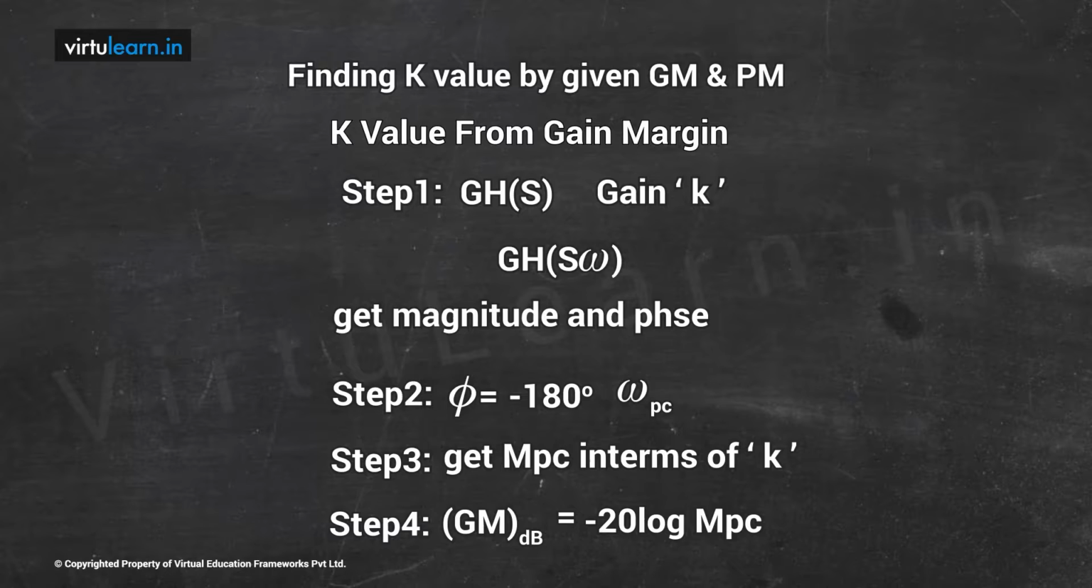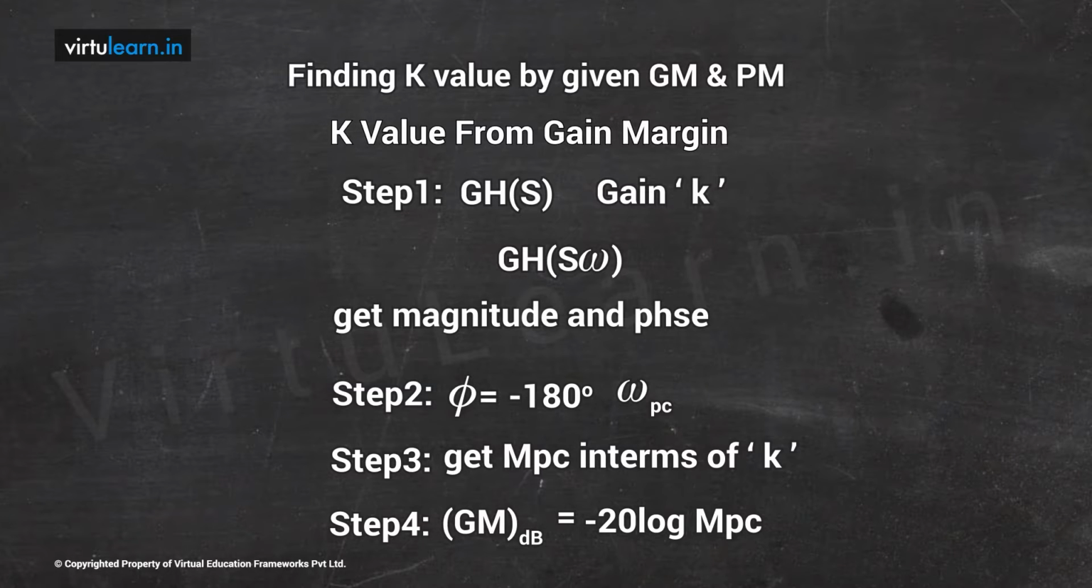Now analytically we have steps. The first one is, let us say, how to find K value for given gain margin. So take the GH of S transfer function. This transfer function will have gain K into other terms. Now write GH of J omega by substituting S is equal to J omega. That will be the sinusoidal transfer function. Then write the magnitude expression and phase angle expression of the GH of J omega.